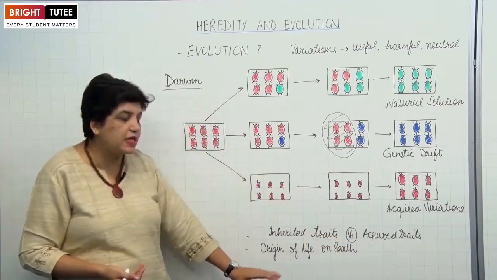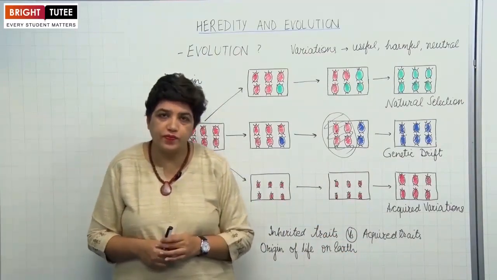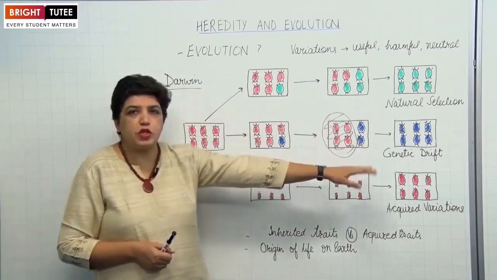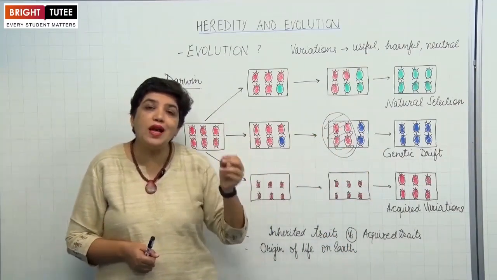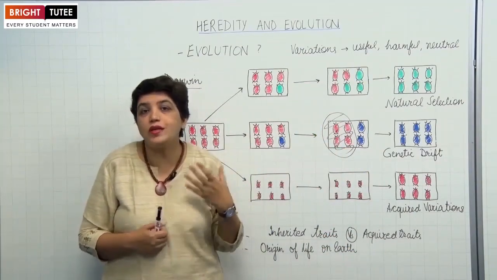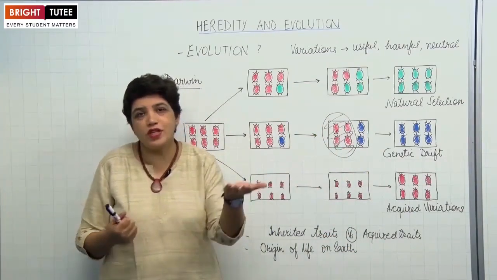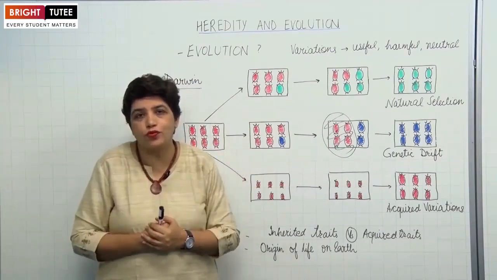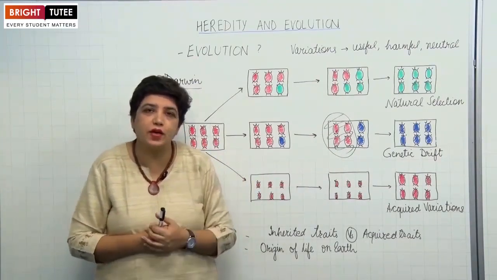Now the next topic is the origin of life on Earth. We studied how new species were formed, but how did life originate on Earth, how did it all start? None of us was there. We don't have any proof of how life actually started on Earth.